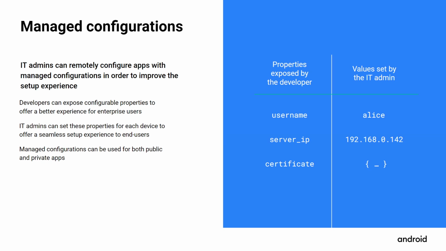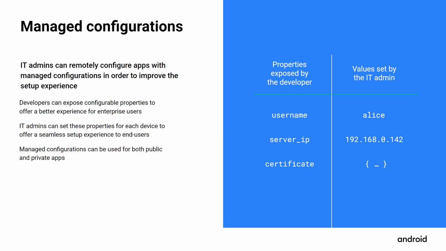The way it works is that the developer of the app exposes a set of configurable properties, and then the IT admin can set these properties from their management console. So that when the user opens the app, the behavior of the app is already customized according to the values set by the IT admin.